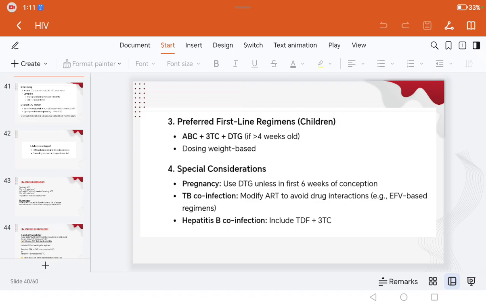And in pregnancy, dolutegravir is used, unless in the first 6 weeks of conception, or if there are co-infections like TB or hepatitis. Then in TB, ART is usually avoided due to drug interactions, but ART is given after the TB ATT drugs. So first ATT is started, and then after 2 weeks ART is given. In case of hepatitis B co-infection, drugs like tenofovir are included, which show equal efficacy in both hepatitis B and HIV.